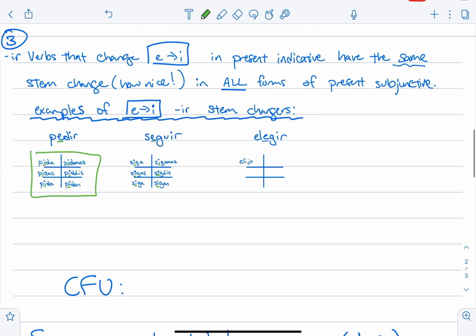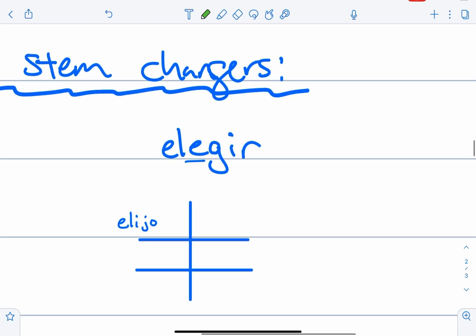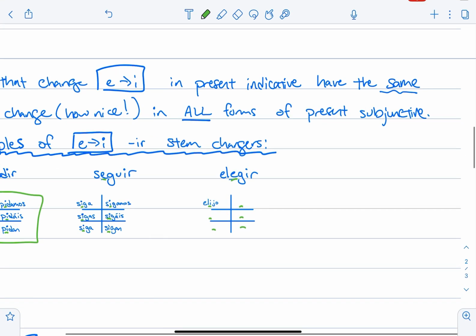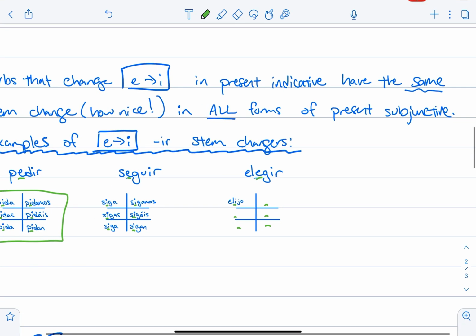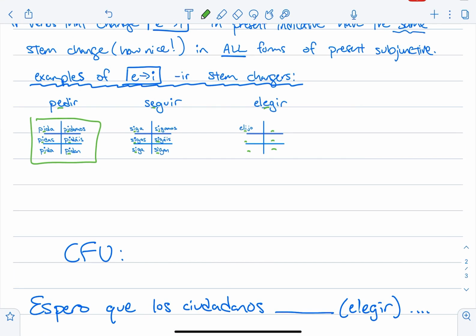So another rectangle. Just as a practice, I would like you to do the verb elegir. So the E is going to go to an I in all of the forms. Another rectangle. This is how all the E to I IR stem changers work. Oh, and by the way, elegir has a spelling change. The G goes to J. So you can include that in all the forms as well.